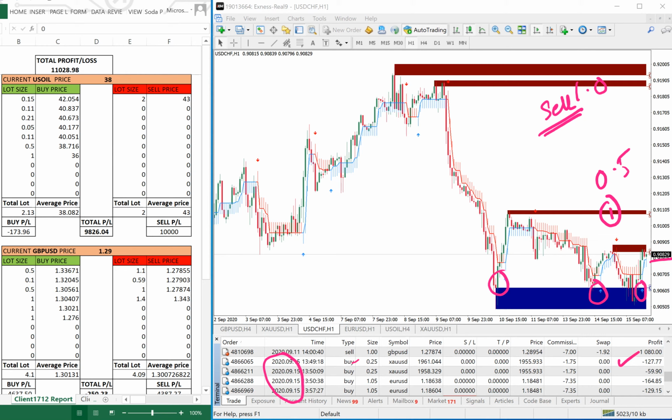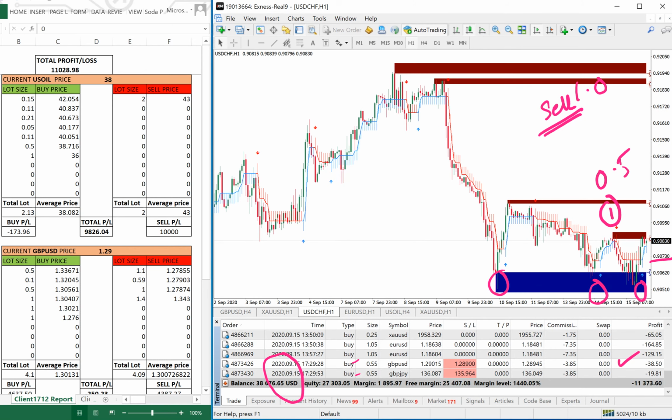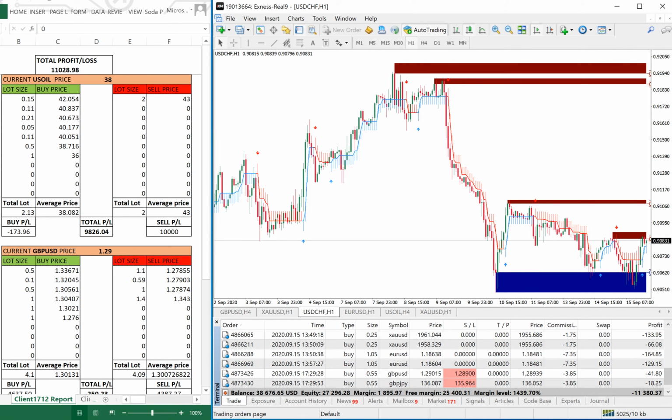Two positions are open in XAU on the buy side, and buy side on EURUSD, which have $164 and $129 losses going on. So we can analyze these current positions as well. Just a moment, we'll open an XAUUSD and EURUSD chart, and we will show you what could be done to reduce this loss of more than $1,000. Here around $1,000 loss is there.